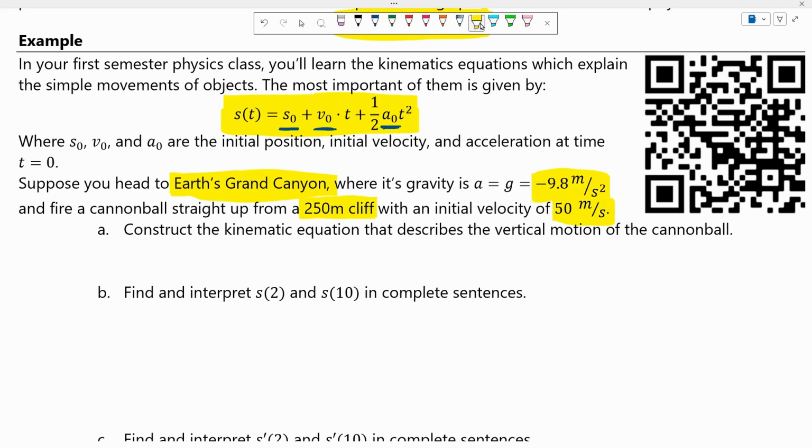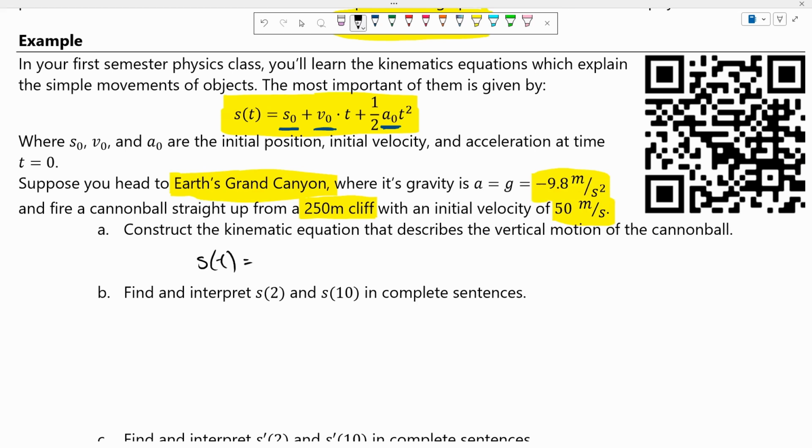So the first thing that we're going to do is construct the kinematic equation that describes this vertical motion for the cannonball. Just picture a cannonball that we point the cannon straight up, and we light the match, it fires, and it shoots straight up into the air. We're going to construct the kinematic equation that gives us the position function. So for that, we just plug in all the goodies that I gave you.